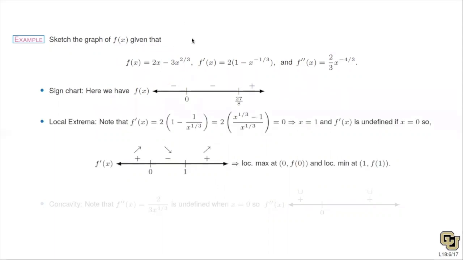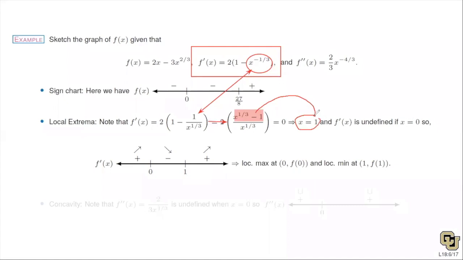For the local extrema, I'm now focusing on the first derivative. And here, just an algebra comment, I want to know where the derivative is 0. For me, I notice x to the minus 1/3 is a fraction. So I write it as a fraction, and then I combine the fractions. And now I can tell where it's 0 just by asking myself, when is the numerator 0? And here, the numerator is 0 when x is equal to 1.